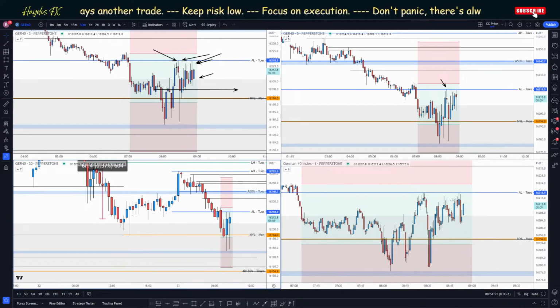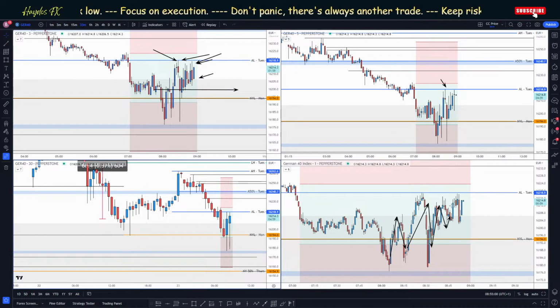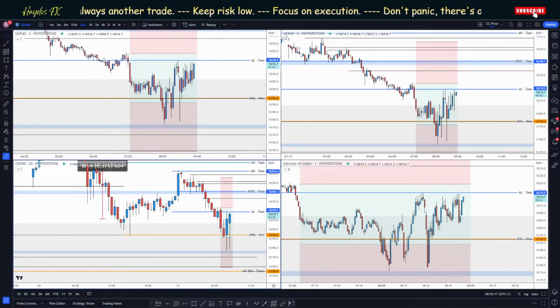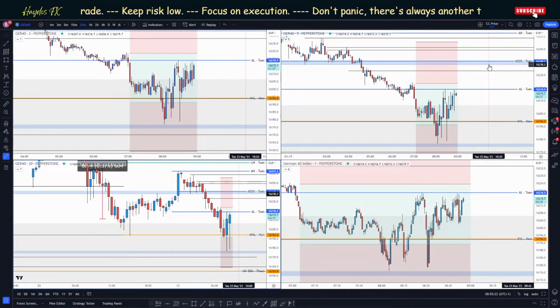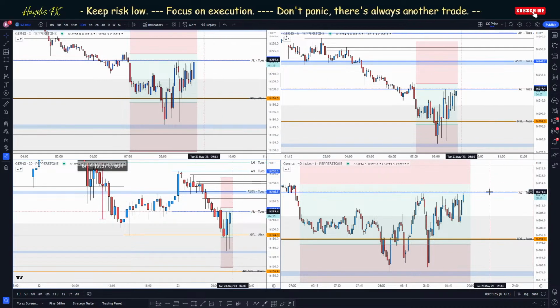Yeah, so that's what I'm thinking. There's a sweep coming. Been building up so much pressure in here. Needs to be a release. So I'm still looking around that 16,240.